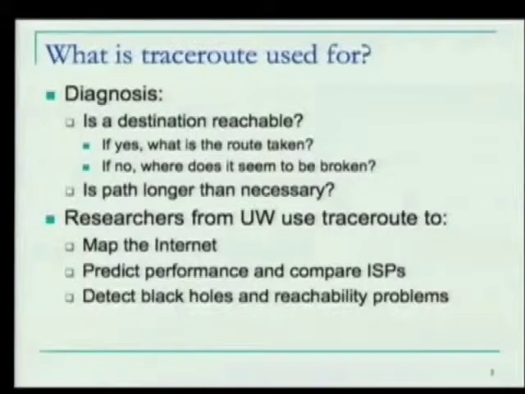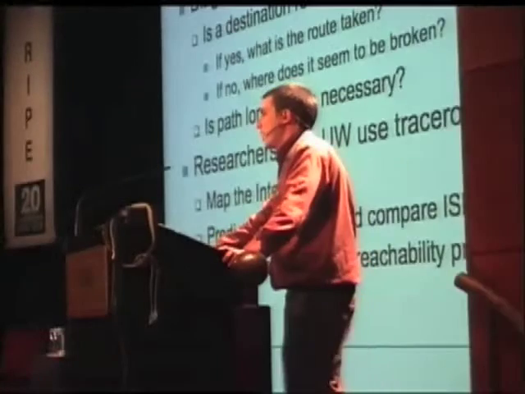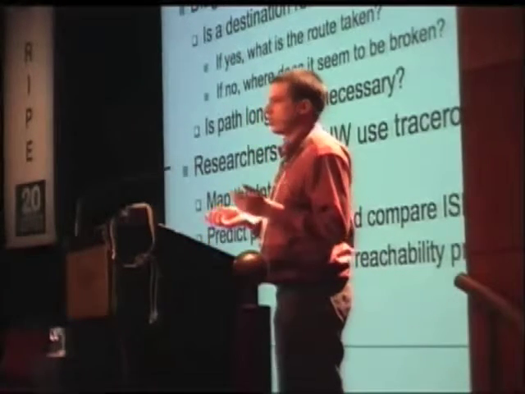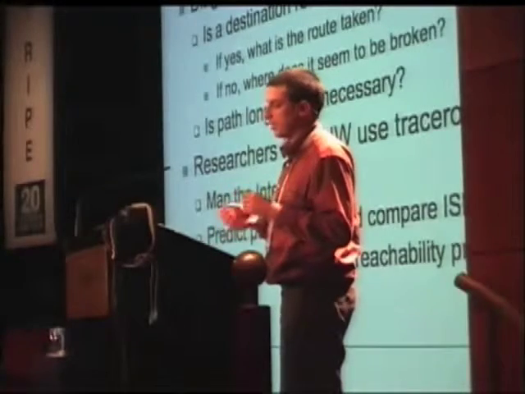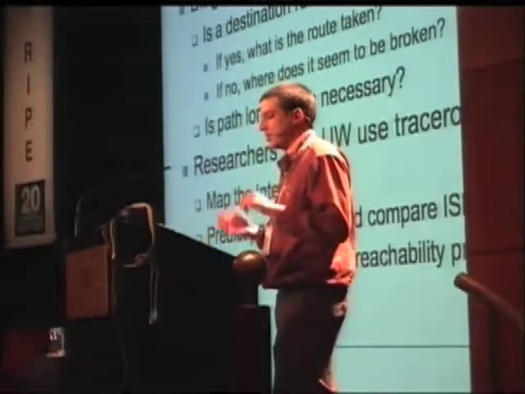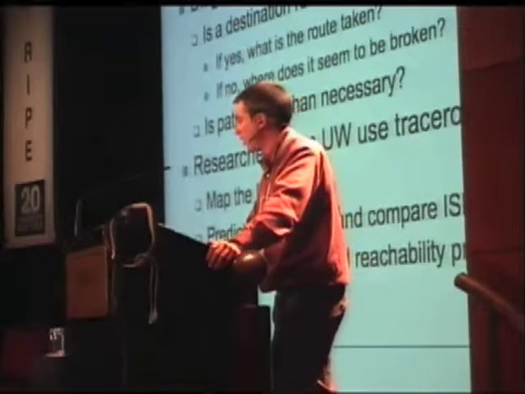Traceroute's the most used internet diagnostic tool today. People use it to check if a destination's reachable. If the destination is reachable, you can see what path's taken. If it's not reachable, you can try to look at where the path seems to be broken. You can use Traceroute to troubleshoot problems. If a path seems to be higher latency, you can see if the path's longer than necessary. Maybe there's an out-of-date local pref.